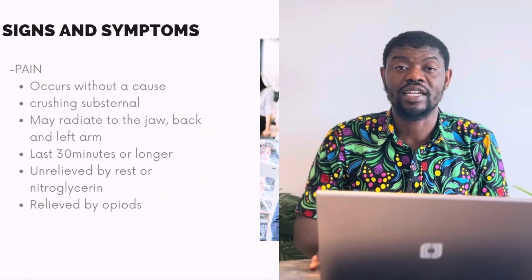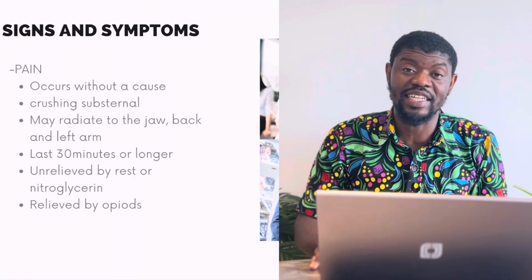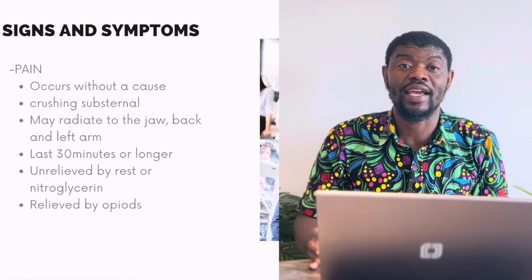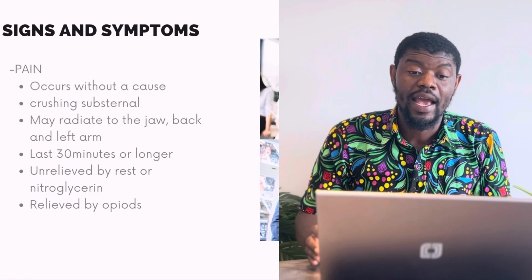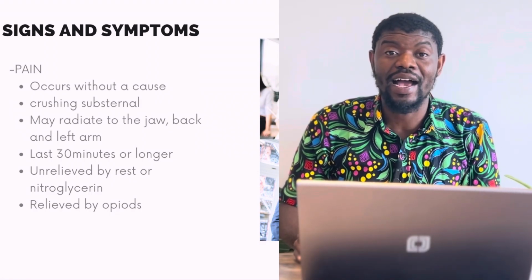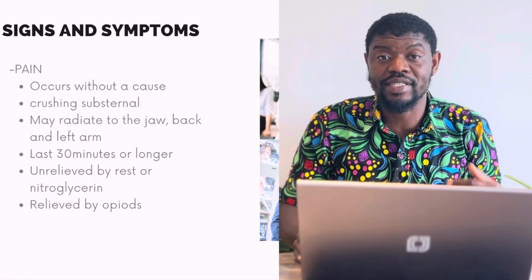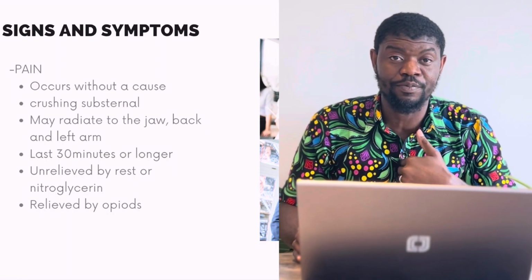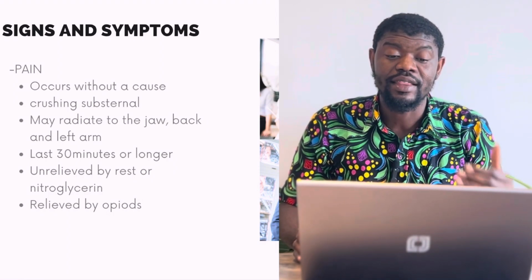Now we want to look at the signs and symptoms of myocardial infarction. Now it is important to know that chest pain is one of the cardinal signs of myocardial infarction. But this chest pain is often described in a certain way. And so that's what we want to look at. So mostly the chest pain usually would occur without a cause and is mostly described as crushing substernal pain. So just behind the sternum is where you experience this pain.